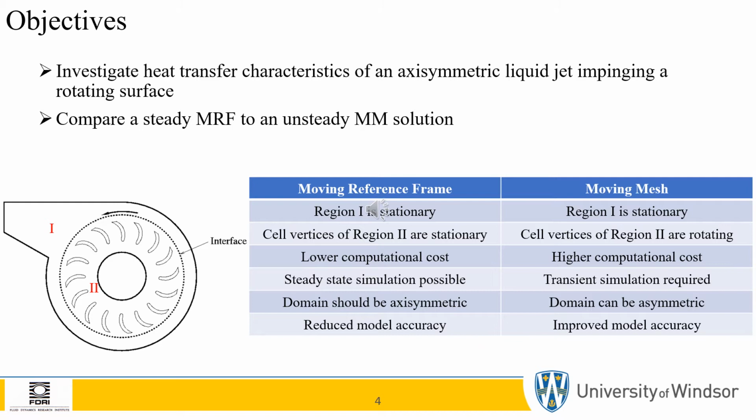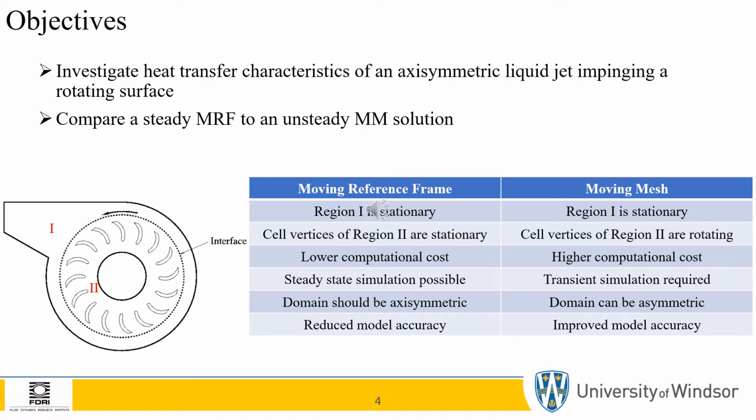Some distinct differences between the two approaches are that for moving reference frame, we have lower computational cost compared to that for moving mesh. For moving reference frame, we can often implement steady state simulations, whereas a transient simulation is required for a moving mesh approach. Moreover, for moving reference frames, the domain that we are solving the solution on should be axisymmetric or very close to being axisymmetric.